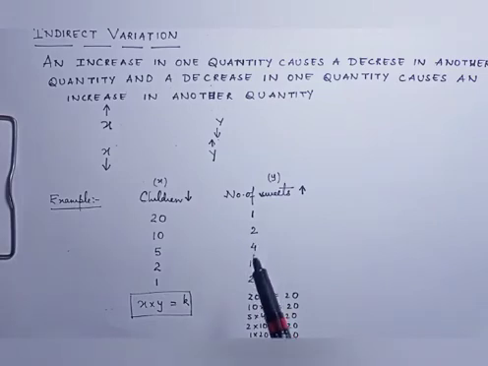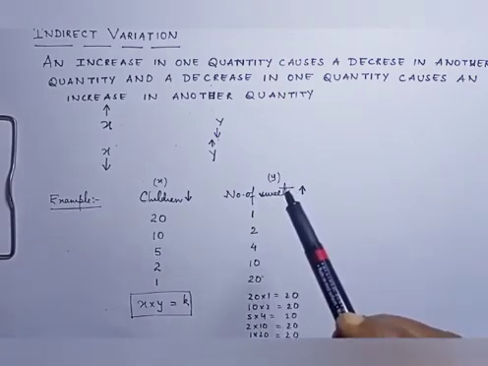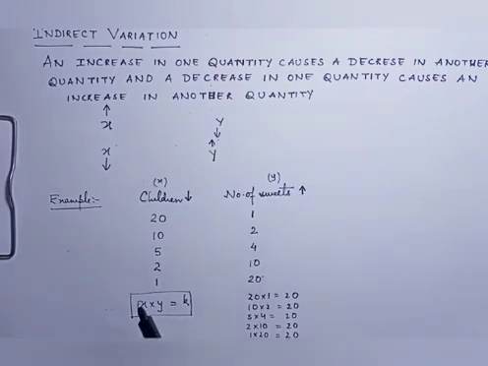So we can see that as x is decreasing, y is increasing. Over here we can see a relationship between x and y, that is x into y is equal to k, a constant. When we find the product of x and y, 20 into 1 is equal to 20, 10 into 2 is equal to 20, 5 into 4 is equal to 20, 2 into 10 is equal to 20, and 1 into 20 is equal to 20. So over here 20 is the proportionality constant, that is k. I hope it is clear to everyone.